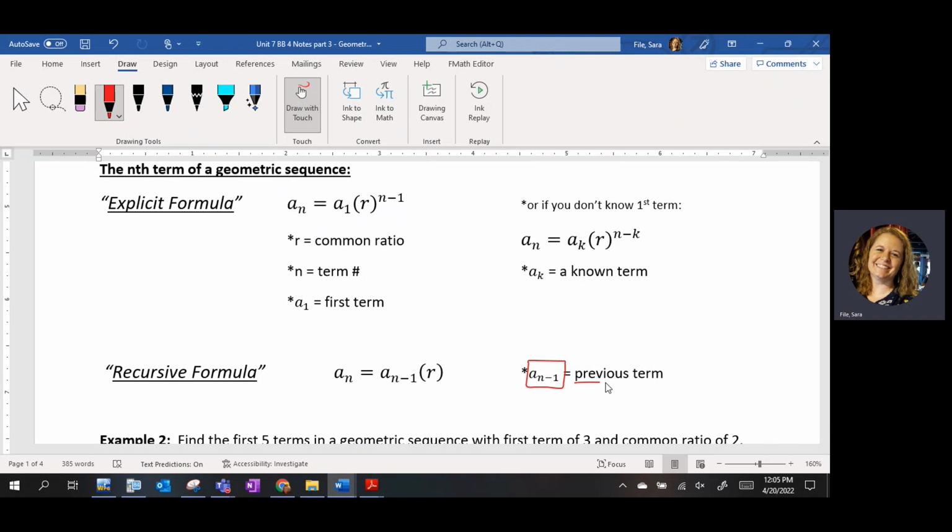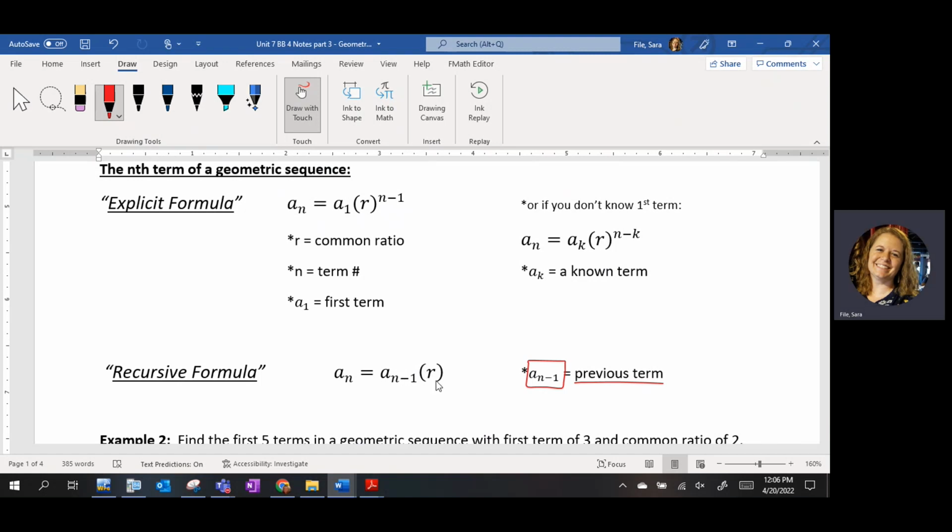Now recursive, remember, recursive was when we use a sub n minus 1, and we know that means previous term. We talked about this notation in part 1 and again in part 2. So this is the third part of the notes. We're talking about this meaning the previous term. So recursive formula is like saying the rule.